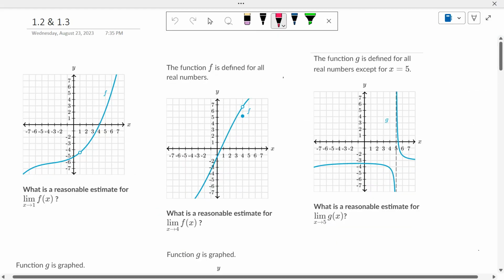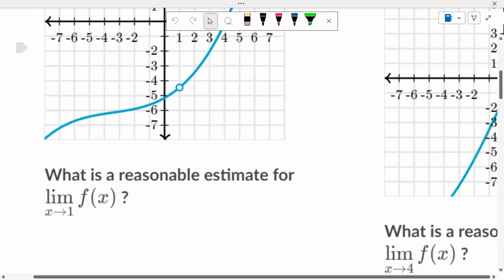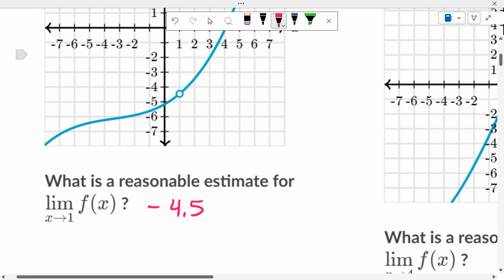Okay, sections 1.2 and 1.3 go on from this. And so these first three are just a review. What's a reasonable limit for the first one as x approaches 1? What would be a reasonable limit for that? Approximately, and I know that's kind of hard to see, so we'll zoom it in. About negative 4.5. That looks good.